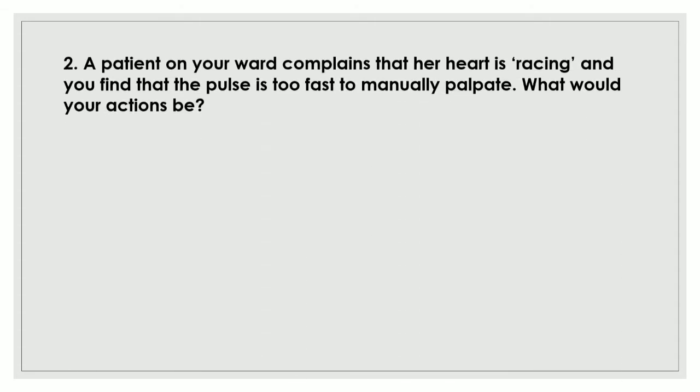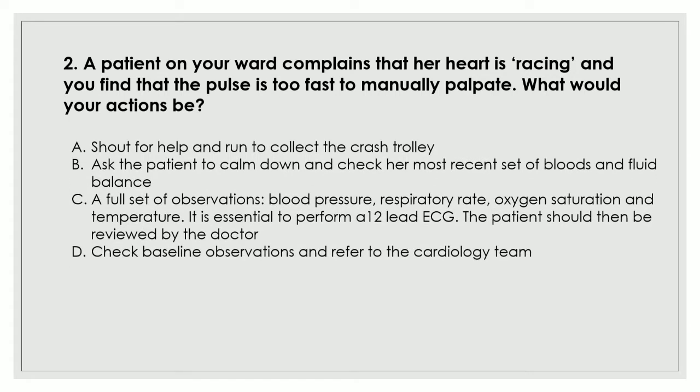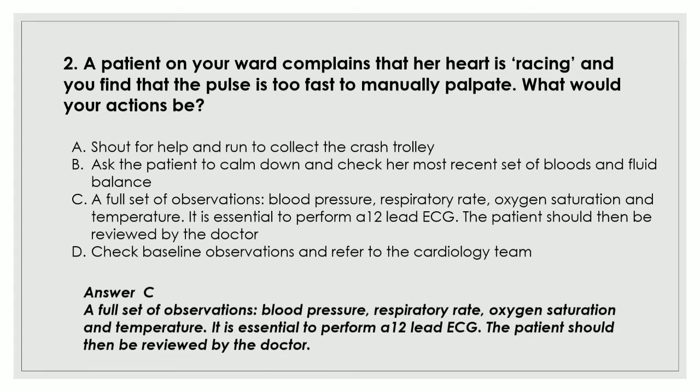Question number 2. A patient on your ward complains that her heart is racing and you find that the pulse is too fast to manually palpate. What would your actions be? A. Shout for help and run to collect the crash trolley. B. Ask the patient to calm down and check her most recent set of bloods and fluid balance. C. A full set of observations: blood pressure, respiratory rate, oxygen saturation and temperature. It is essential to perform a 12-lead ECG. The patient should then be reviewed by the doctor. D. Check baseline observation and refer to the cardiology team.